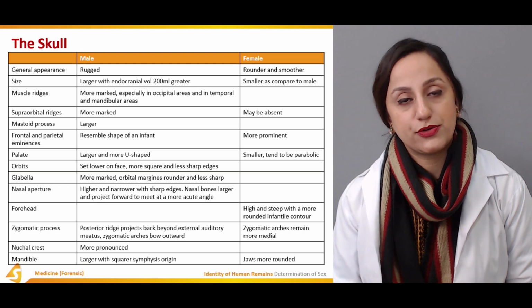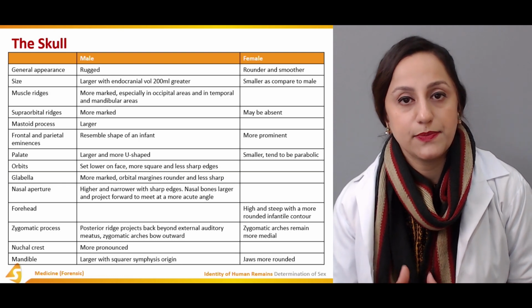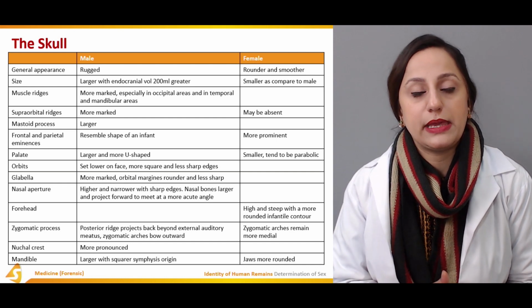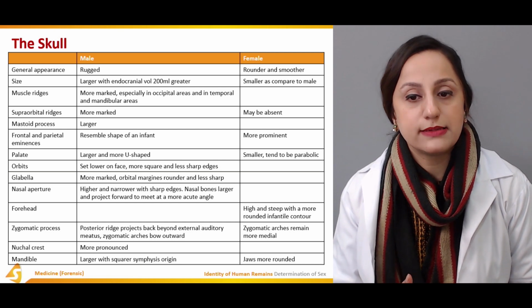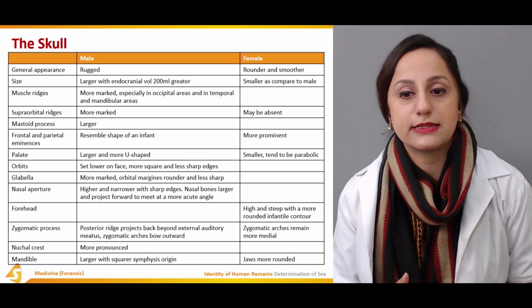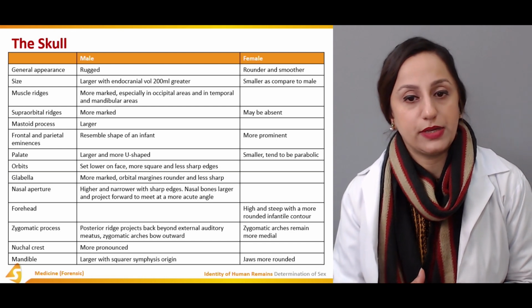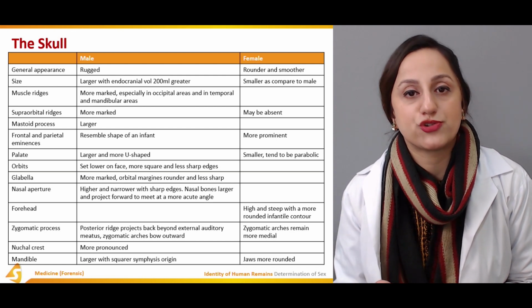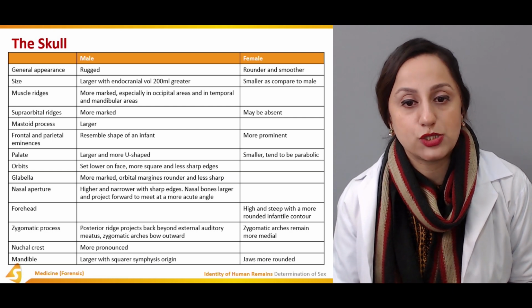Talking about the muscular ridges, it is a general rule, whatever bone we are discussing, that the muscular ridges are more prominent in males and less prominent in females. In the skull, it is more marked, especially in the occipital areas and in the temporal and mandibular areas. The muscles are stronger in males than in females. That is basically the cause.